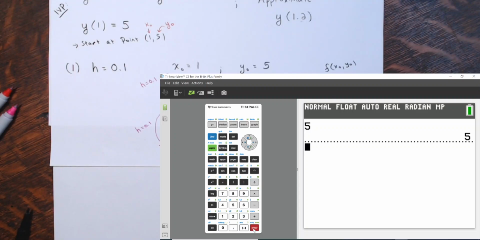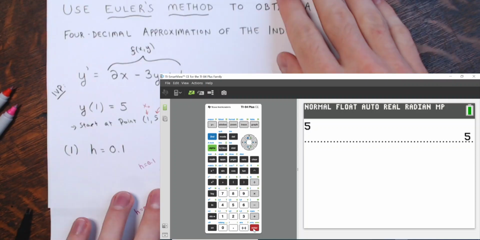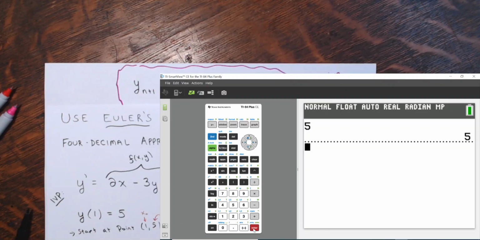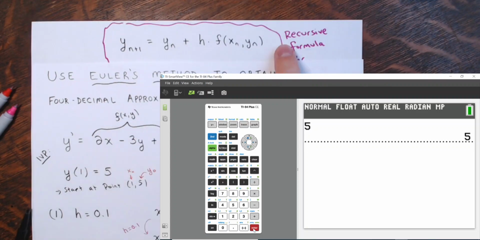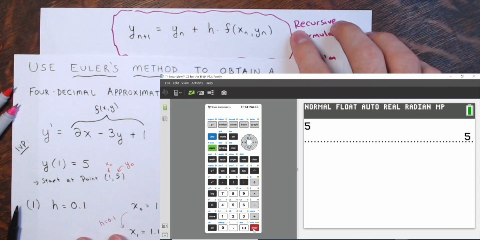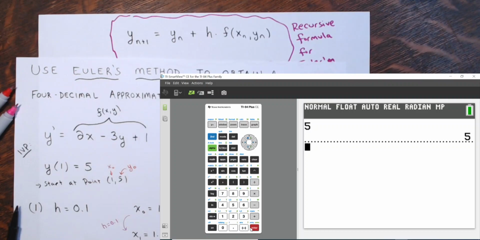Then I enter my recursion formula. All right, that was up here. I'm dragging this down. Hopefully you can see this still. Oh, slide it back up. There we go. I'm going to enter this expression over here: y sub n plus h times f of x sub n, y sub n. I'm going to enter this in my calculator, but in the following way.